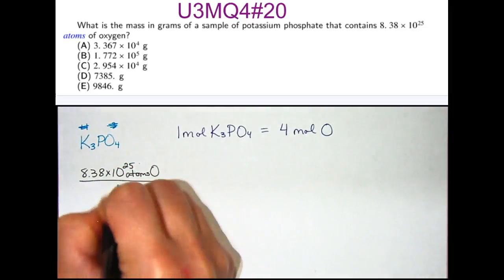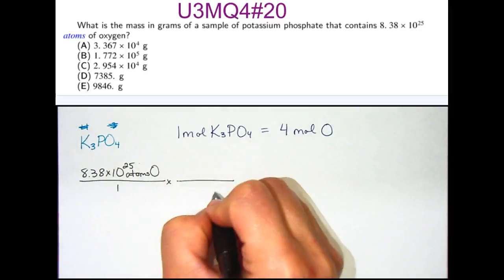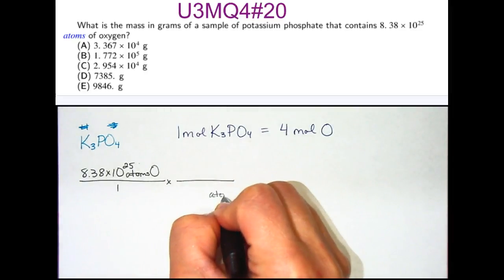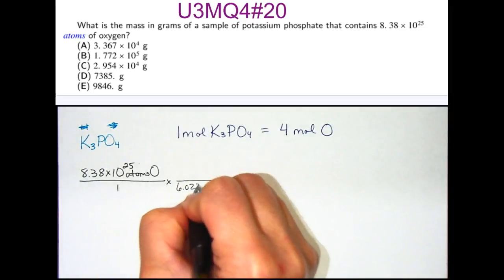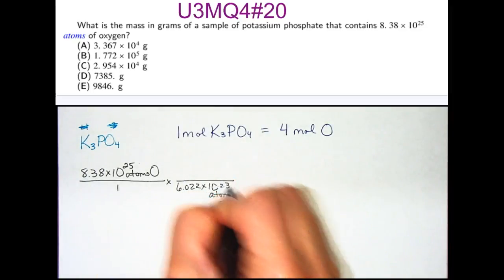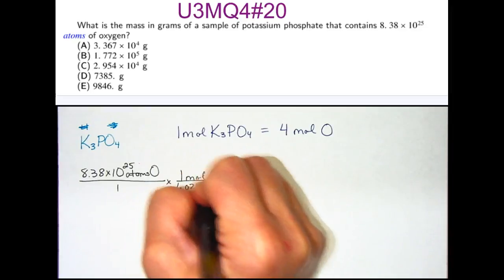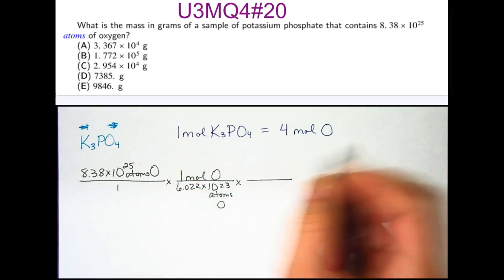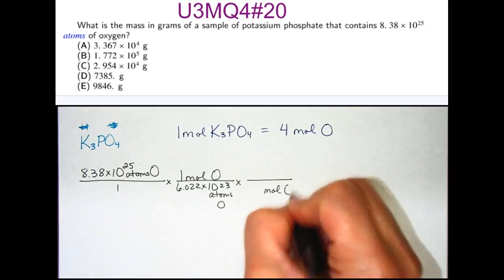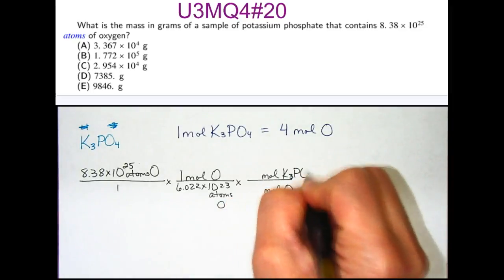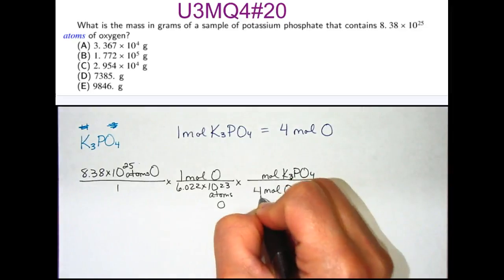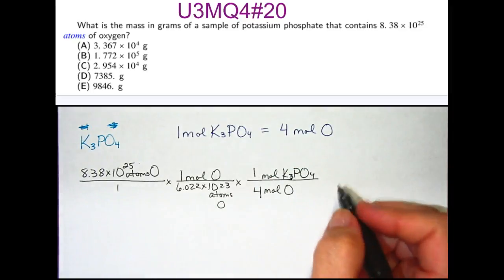So now we'll take the given amount, which is 8.38 times 10 to the 25 atoms of oxygen, bring down atoms of oxygen, and we're going to use Avogadro's number, 6.022 times 10 to the 23rd, which is equal to 1 mole of oxygen. Now we can use our relationship between moles of oxygen and moles of potassium phosphate. There are 4 moles of oxygen for every 1 mole of potassium phosphate.